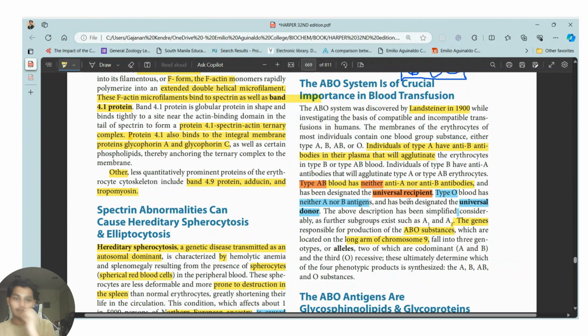In that particular case, O positive is not a universal donor. Type O is a universal donor, but not for the Rh negative blood groups. It is only for the positive blood groups like A positive, B positive, AB positive. But O negative is the one who is the universal donor. Who is the universal donor?